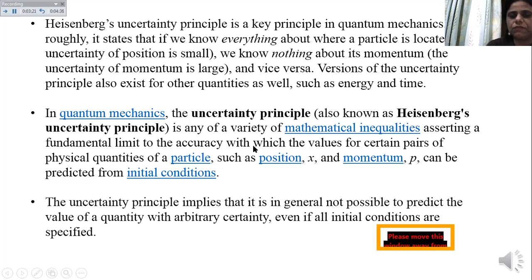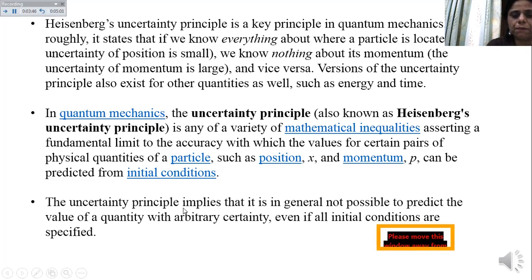Limit to the accuracy with which the values for certain pairs of physical quantities of a particle, such as position and momentum, can be predicted from initial conditions. मतलब अंडर सम इनिशियल कंडीशंस कि वो कहाँ से स्टार्ट हुई, किस कंडीशंस में स्टार्ट हुई, किस टेम्परेचर पर स्टार्ट हुई, किस वॉल्यूम से स्टार्ट हुई, we are always uncertain about its position and momentum.